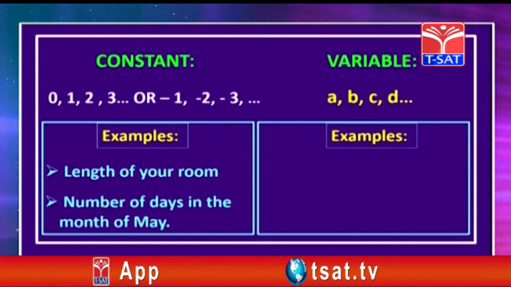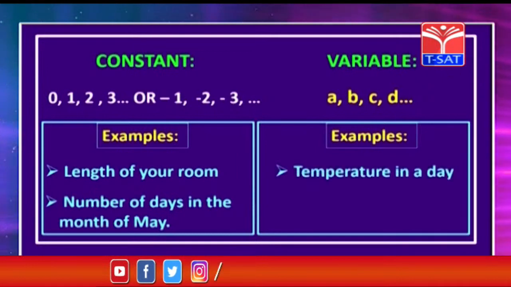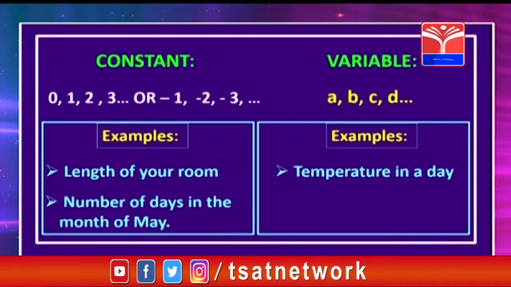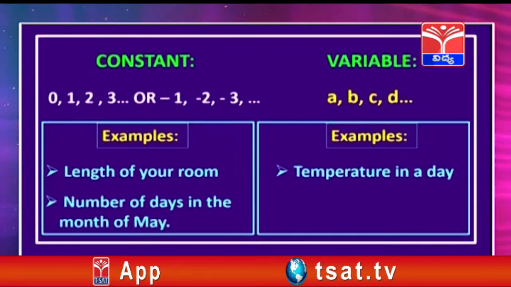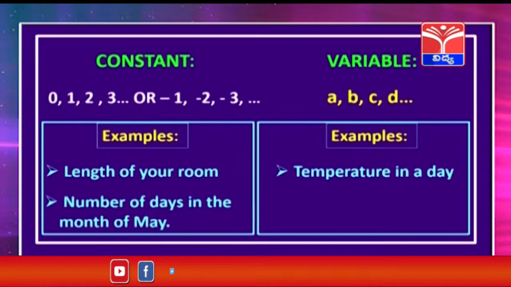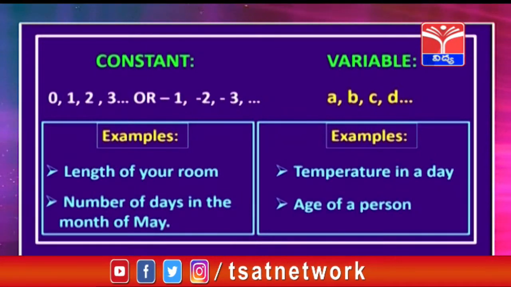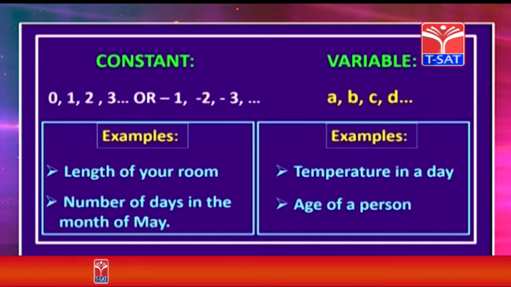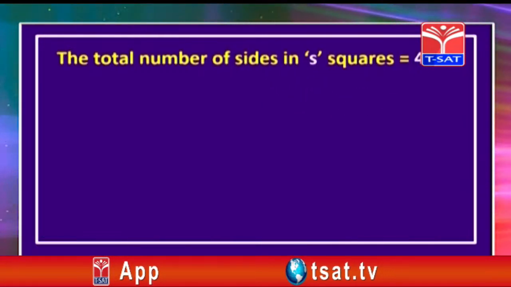Isn't it, children? Now let us see the example of variable in our daily life. The temperature in a day. So one day it may be very hot, the other day it might be very cold or rainy, etc. Isn't it, children? We see a lot of changes in temperature every day. So it is not fixed, it keeps on changing. So temperature in a day is an example of a variable. And age of a person. Now even if you consider the age of a person, it keeps on changing. So every day your age will be changed, children, isn't it? So children, the total number of sides in s squares is 4s.